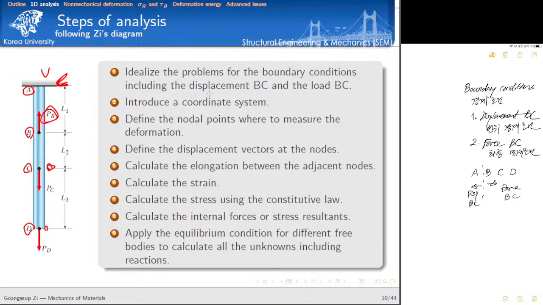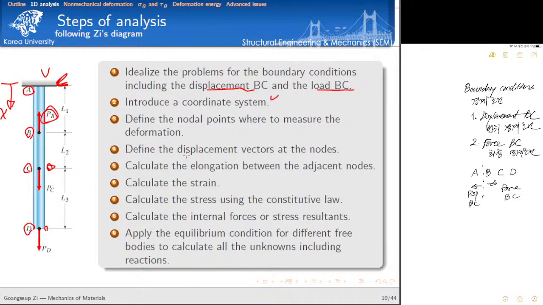Okay, so once you recognize the displacement boundary condition and the force boundary conditions, then the next step is we need to introduce a coordinate system. So what kind of coordinate system do you want to use? Let's say we want to use this coordinate system, so downward is positive. And the third step, we have to define the nodal points where to measure the deformation. I already did; I want to choose only 4 points.